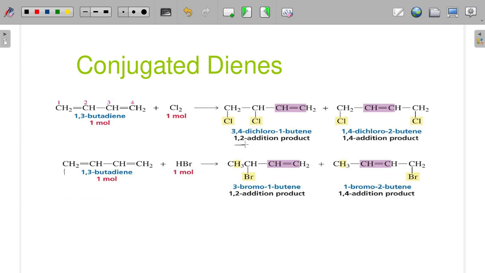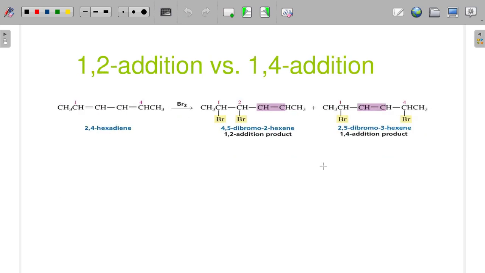We call these 1,2 products and 1,4, and it's because we've numbered our diene 1, 2, 3, 4. We're going to add a chlorine to the 1 position and a chlorine to the 2 position, or a chlorine to the 1 and the 4. And same with HBr. H goes to 1, Br goes to 2, H goes to 1, Br goes to 4. That's how our 2 products come about. So we are going to get mixtures on this. Now we're going to see if we can figure out how we can determine which one's our major product.